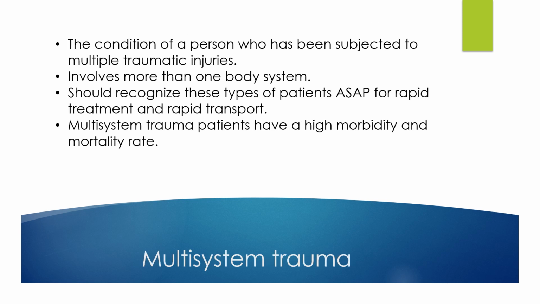Let's talk about multi-system trauma. Multi-system trauma would be described as the condition of a person who has been subjected to multiple traumatic injuries involving more than one body system, such as head and spinal trauma, or chest and abdominal trauma, or chest and multiple extremity traumas. With this, you must recognize the patients that fit into this classification, and we have to provide rapid treatment and transportation, and alert medical control as to the nature of the patient's injuries so that the trauma center is prepared for our arrival.